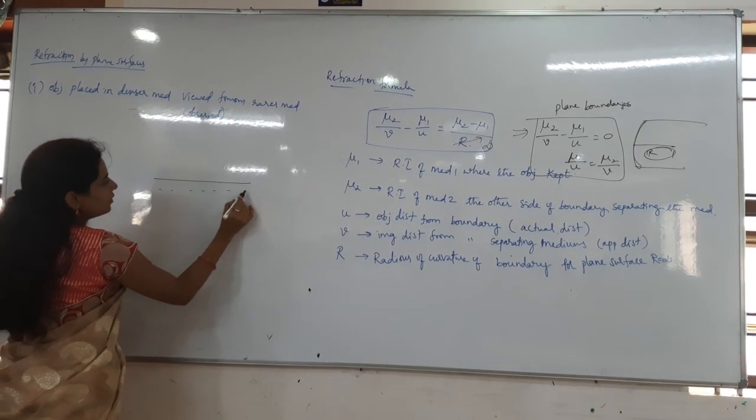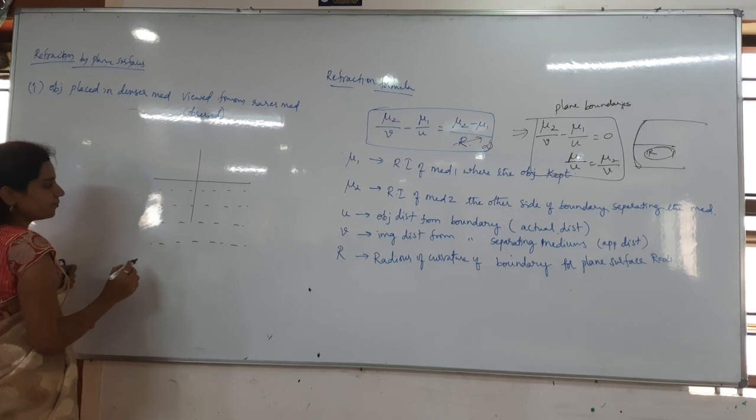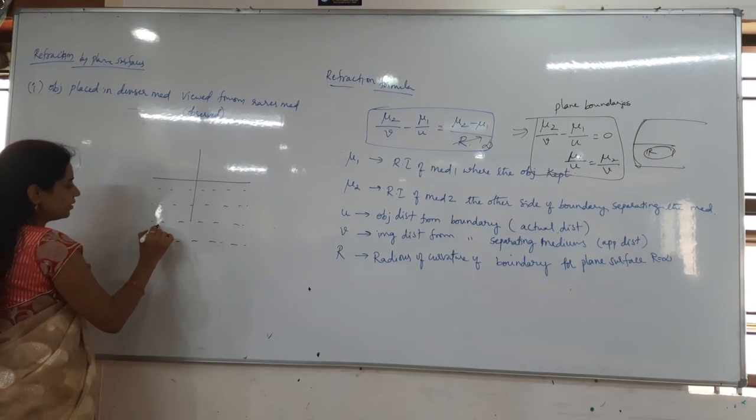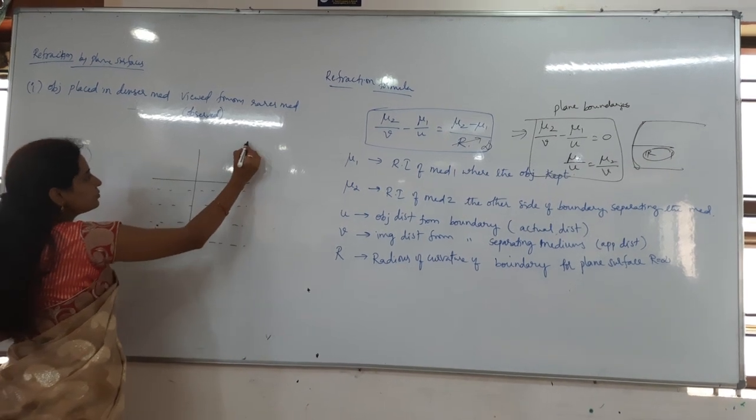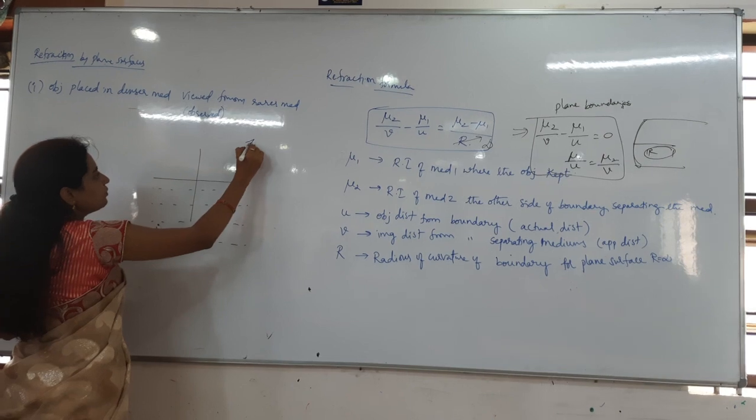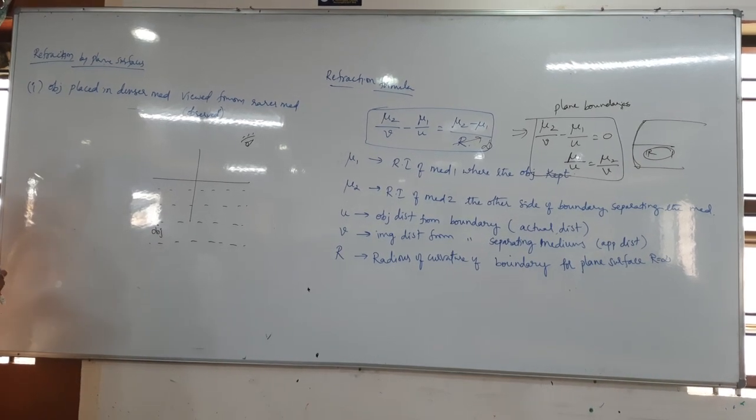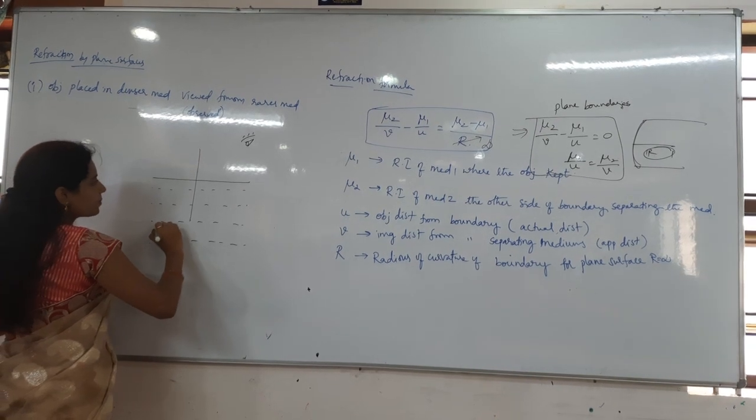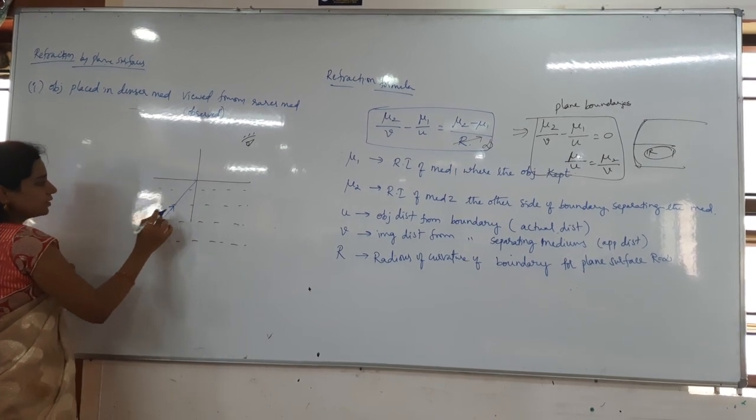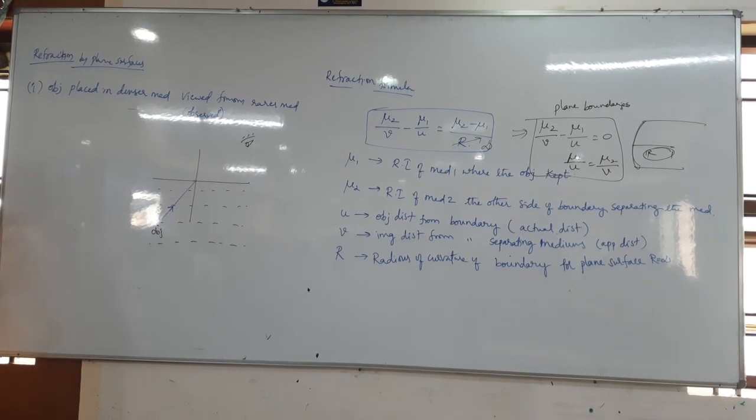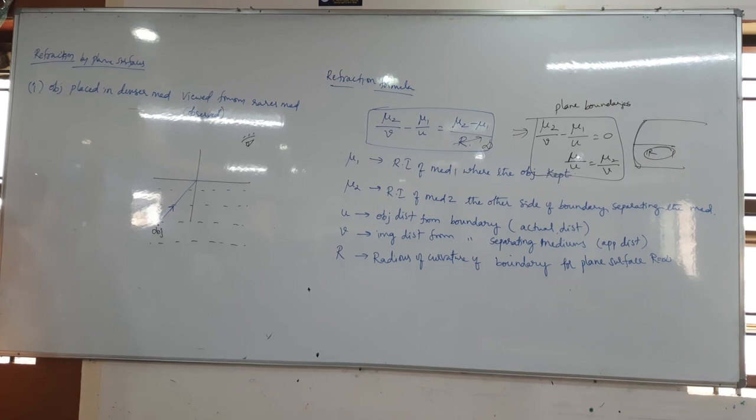Write one thing in that. Whenever the object is placed in the denser medium and viewed from the rarer medium, then it appears like its depth is less than the original depth.